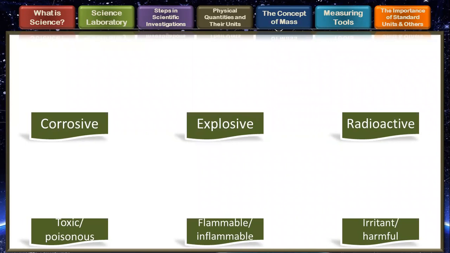So many things in the laboratory have these labels, or the symbols that we see at the label. So we have this: corrosive, explosive, radioactive, toxic or poisonous, flammable or inflammable, irritant or harmful.